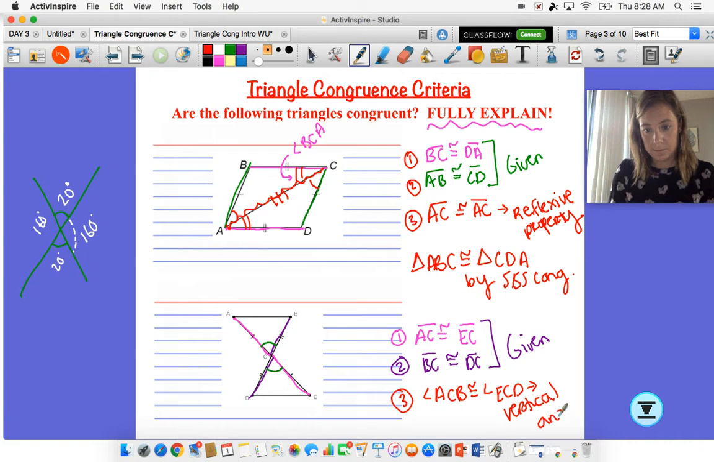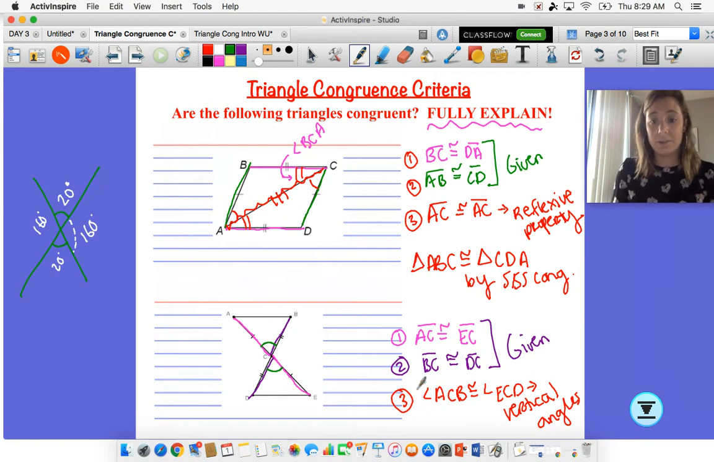So what are you given? What is in front of you? What do you need to maybe dig a little bit deeper for? It's there, but you've got to look for it. And that's the reflexive property, shared side, for sides, and vertical angles for angles. Okay. Oh, I didn't finish. I got excited and then I wasn't actually finished.